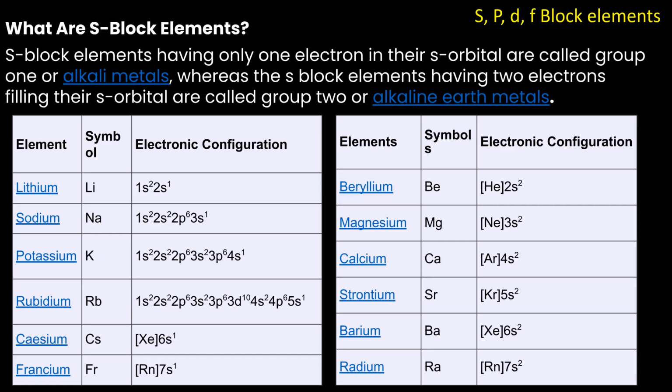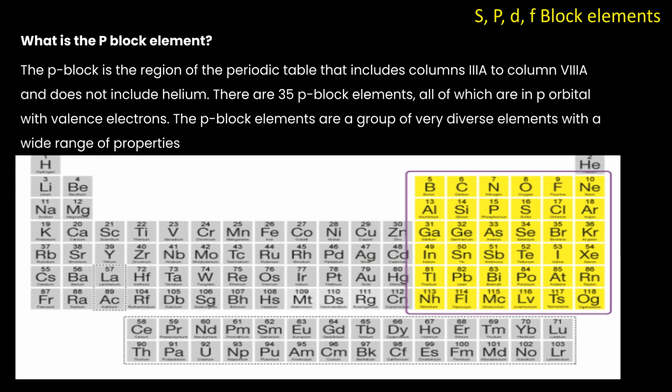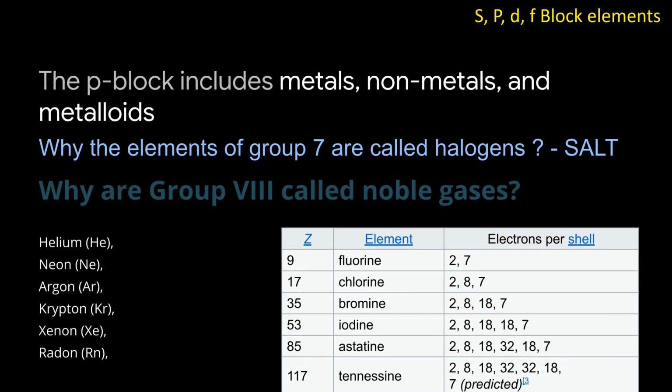S-block elements are divided into Group 1, or alkali metals, which have 1 electron in their s orbital, and Group 2, known as alkaline earth metals, which have 2. The p-block, spanning columns IIIA to VIIIA, contains 35 diverse elements. These elements, excluding helium, feature valence electrons in the p orbital. Within the p-block, you will find a mix of metals, nonmetals, and metalloids. This region also contains the halogens in Group 7 and the noble gases in Group 8.